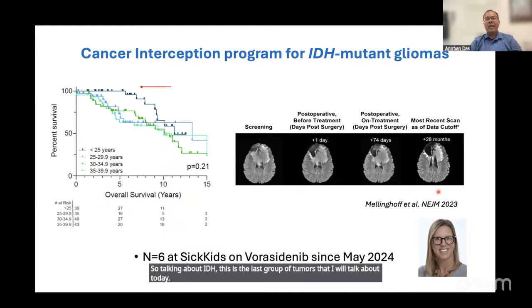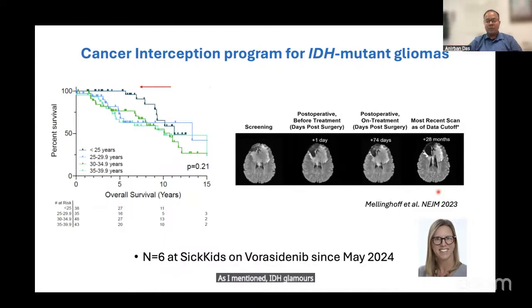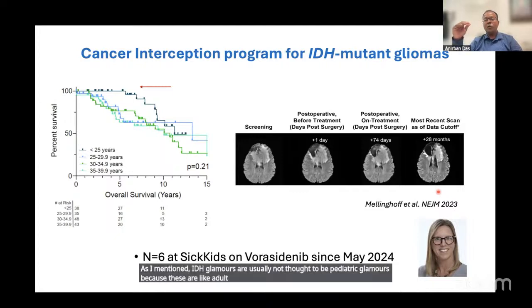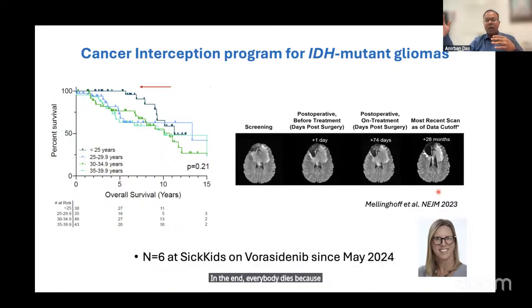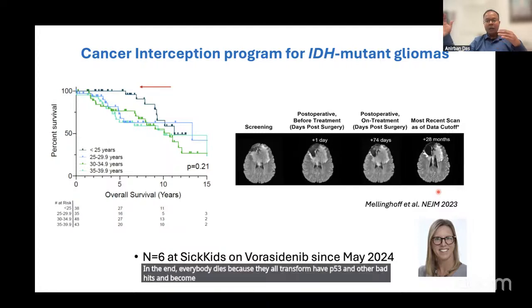As I mentioned, IDH gliomas are usually not thought to be pediatric gliomas because these are like adult gliomas, which are usually low grade and then transform and become high grade. They have a lifespan of like 10, 20, 30 years. In the end, everybody dies because they all transform, have P53 and other bad hits, and become high grade. But it's not like a pediatric high grade glioma where death is imminent in front of your eyes.